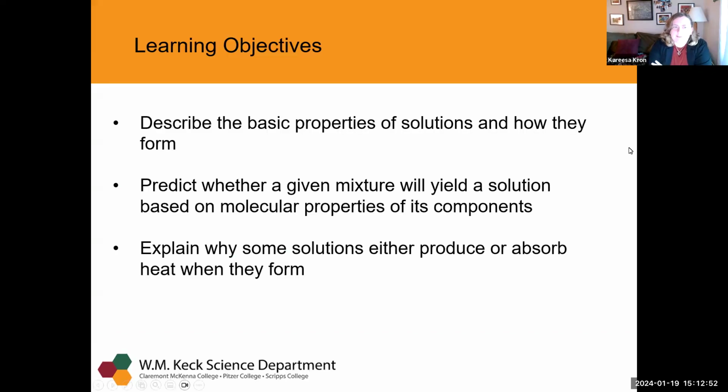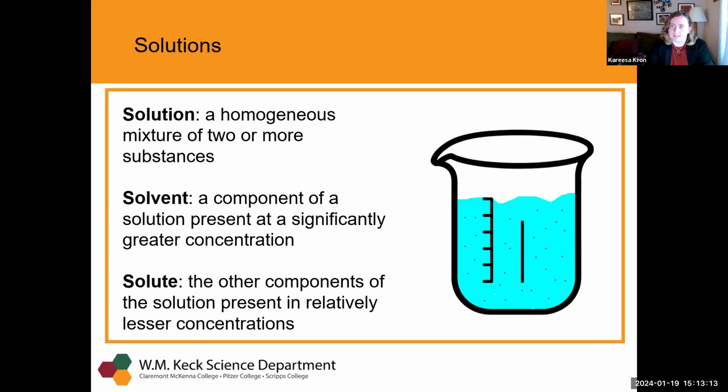Our learning objectives for today are to determine the basic properties of solutions and how they form, to be able to predict whether a given mixture will yield a solution based on the molecular properties of its components, and to explain why some solutions either produce or absorb heat when they form. So let's start with describing what a solution is.